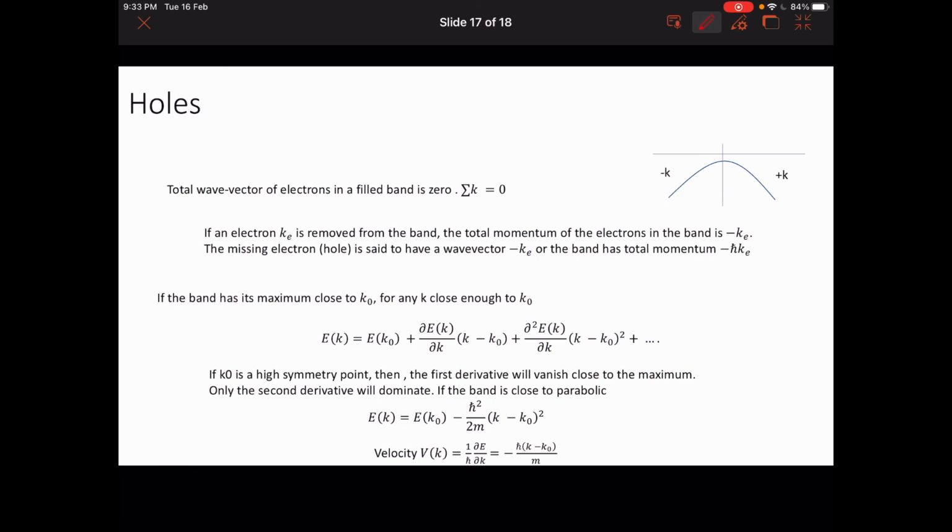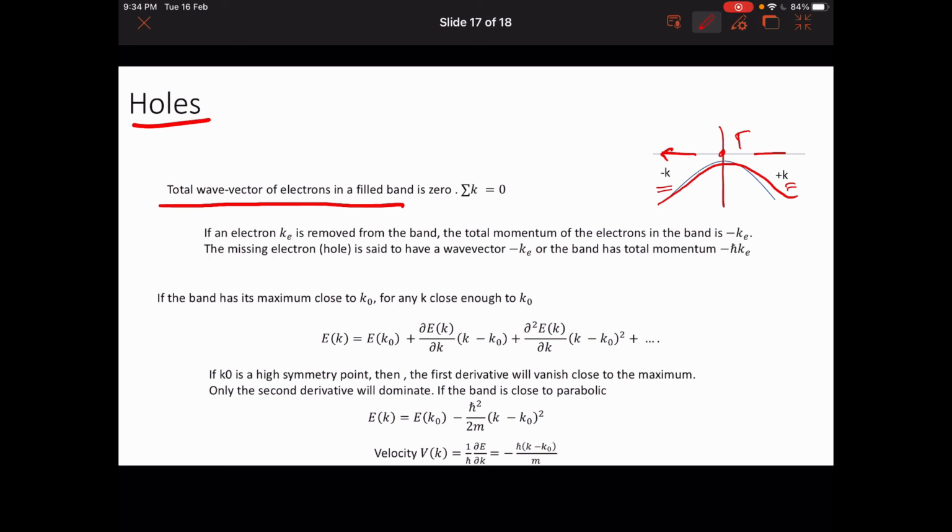Right? So with all these discussions, we have reached the last point, the discussion about holes. We previously talked about bands which are completely filled. We are talking about one such band here. Let's say this is the gamma point, and that is k equal to 0. Because of symmetry considerations, the band will be symmetric in the positive k axis and negative k axis, right? At any point, the summation of the total wave vectors of all the electrons in a band is 0, right? So you will have an equal number of electrons with minus k and electrons with plus k, so the total k vector will be 0.